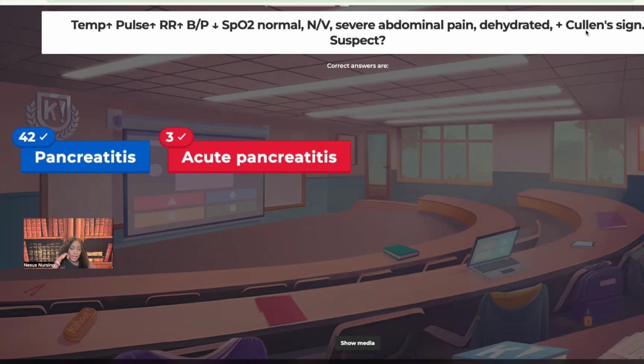That positive Cullen sign, that's that bluish color you see around the umbilical area. That lets us know that's retroperitoneal bleeding from what? Most likely acute pancreatitis. That was your key to let you know what you should be suspecting.